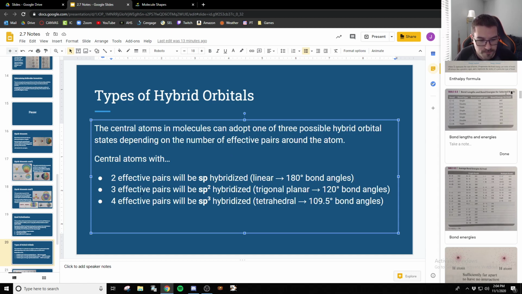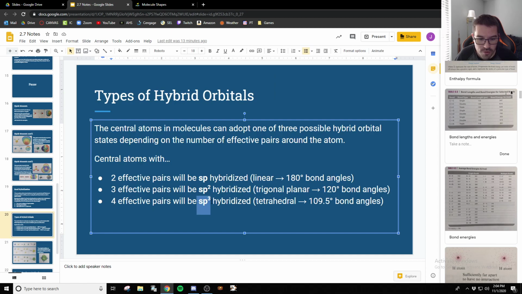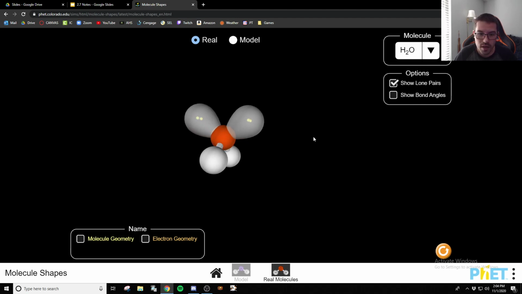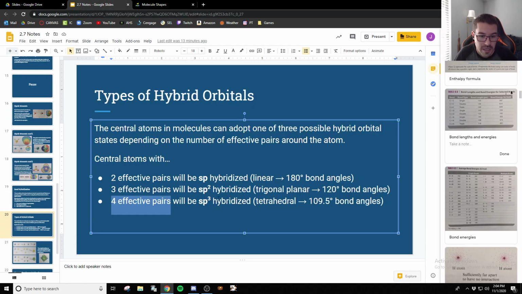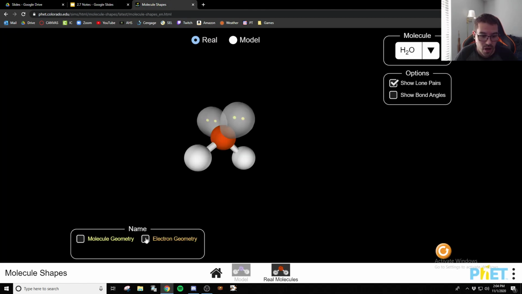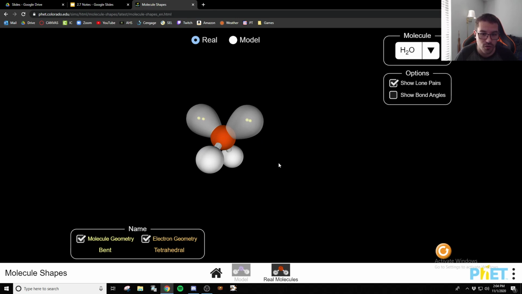One other thing that I do want to mention is that with sp3 hybridization or sp2, these effective pairs can be bonding partners, or they can be lone pairs. If we look at water, for example, this would be a case of sp3 hybridization because there are four effective pairs: the two hydrogens and then the two lone pairs. So this would not be sp hybridized. Remember, sp is always going to result in a linear situation. sp3 is always going to result in a tetrahedral shape. And remember, this is tetrahedral in terms of the electron geometry. The molecular geometry is just bent, because those are the only atoms that we see, but the overall shape is tetrahedral. So this would still be sp3 hybridization, not sp.